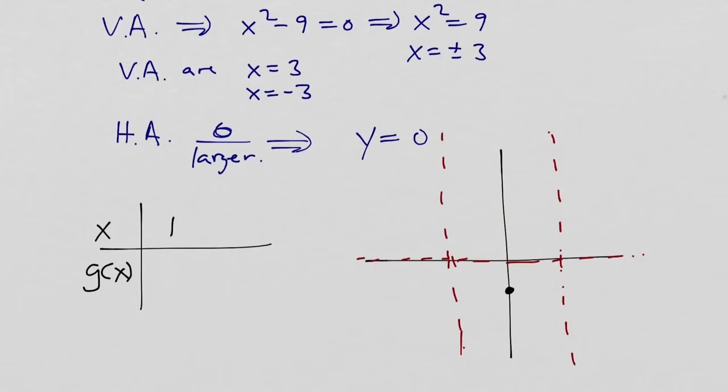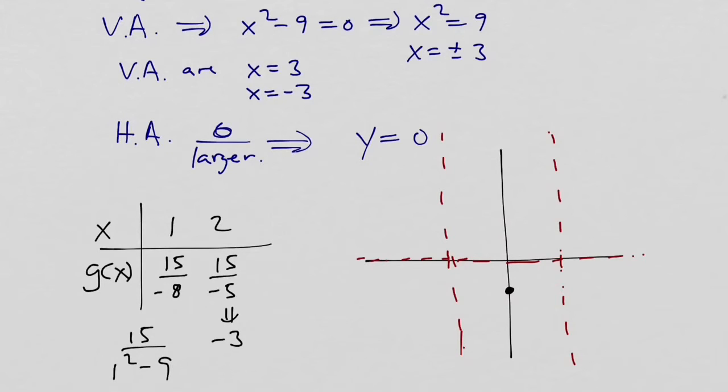So we can think about what happens when x equals 1. Then I'm going to get 15 over 1 squared minus 9, so 15 over negative 8. And at 2, the value is going to be 15 over negative 5, which simplifies to just negative 3.